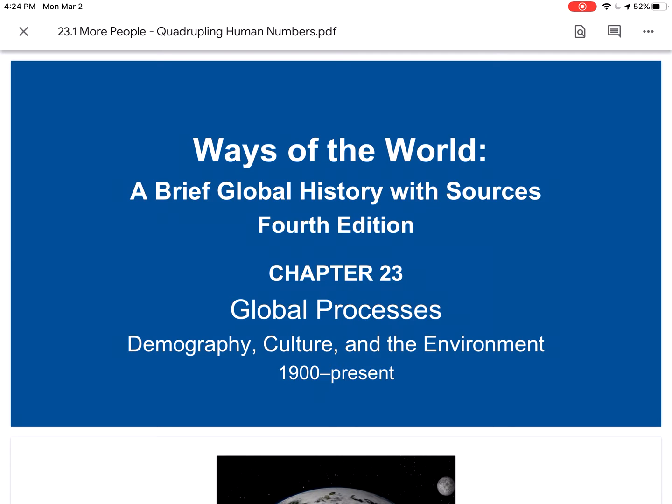As we start our study of global processes, demography, culture, and the environment, we're going to look at more people quadrupling human numbers.